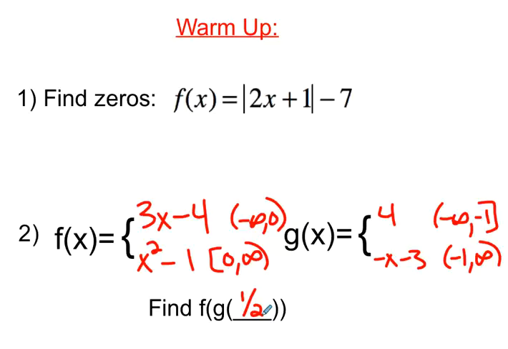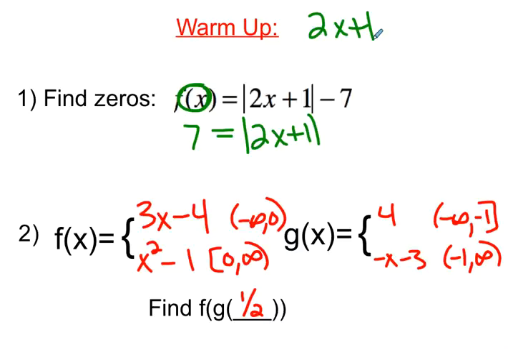All right, number 1, we're looking for zeros of the absolute value of 2x plus 1 minus 7. So what we can do, we'd set f of x equal to 0. We would add 7. So we get 7 equals the absolute value of 2x plus 1. Okay. And what we've done in the past is basically the absolute value means you could drop the bars and just solve it for case 1. So you could say 2x plus 1 equals 7. You can subtract 1 and then divide by 2, and you get x equals 3. And that's the first one.